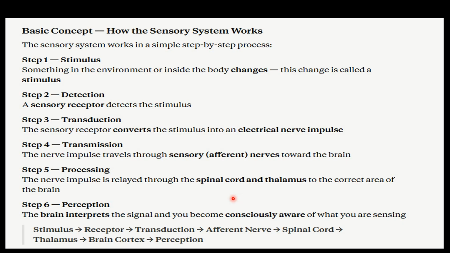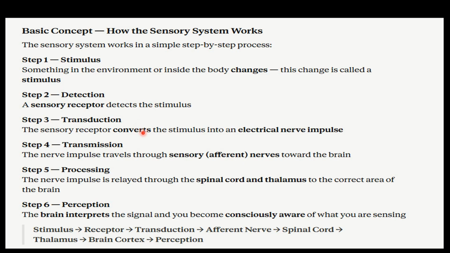The sensory system works in a step-by-step process. The first step is stimulus. Something in the environment or inside the body changes. This change is called a stimulus. What is a stimulus? A change in the body, internally or externally. Step 2 is detection. A sensory receptor, which we will learn about in an upcoming session, detects the stimulus. It is the device that detects the stimulus.